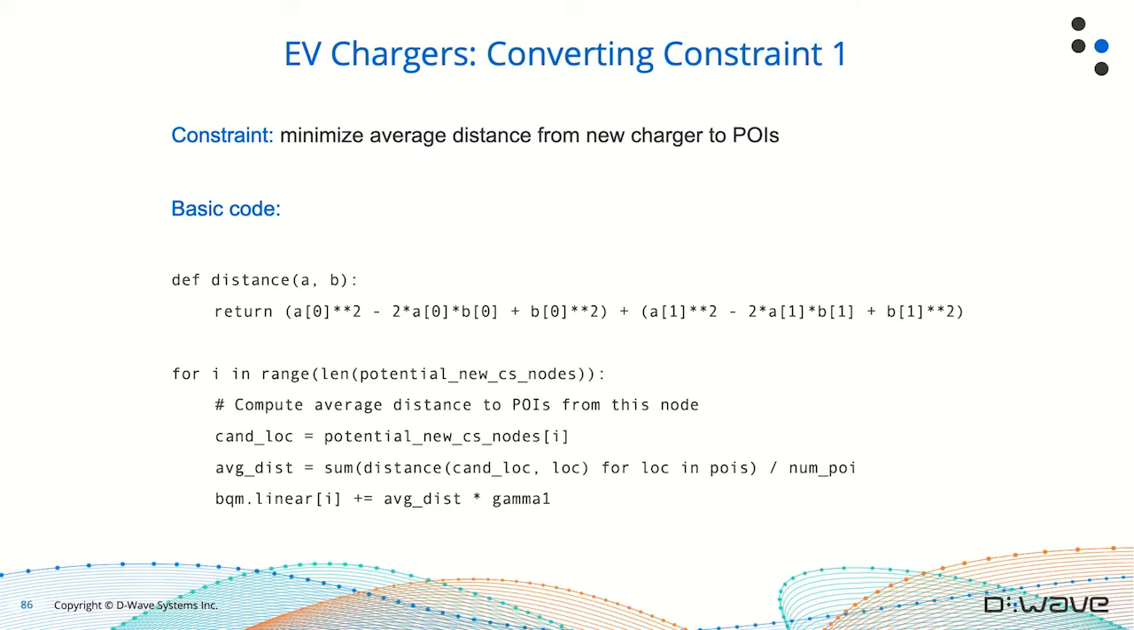All right, so we want to minimize average distance. And so we're going to penalize it by average distance. And since the system is going to minimize, it's going to try and pick out the ones that have smaller average distance. So this is what the current code looks like.